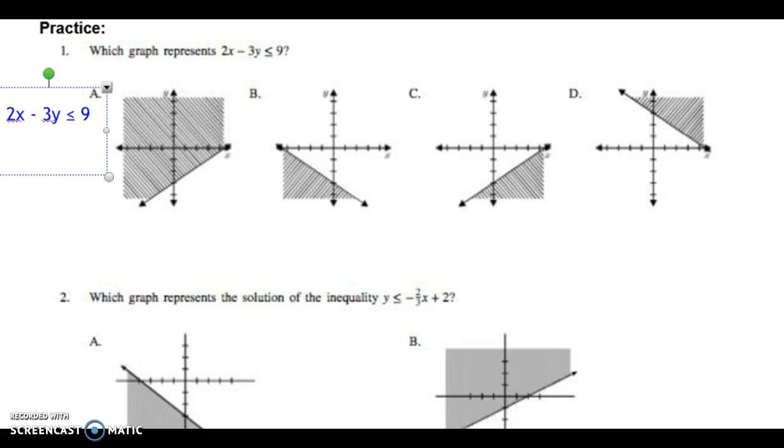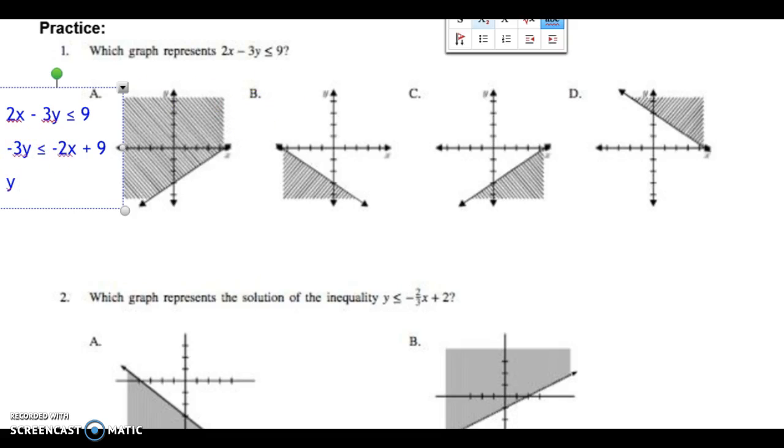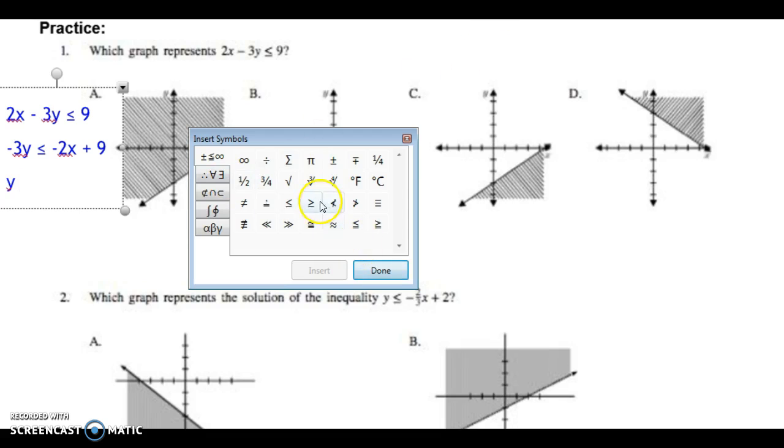We'll subtract 2x from both sides, and we'll get negative 3y is less than or equal to negative 2x plus 9. Next step is to divide both sides by negative 3. We want to get the y by itself. But I can't keep the same sign, because I'm dividing by a negative 3, so I'm going to insert the other symbol, which is greater than or equal to.